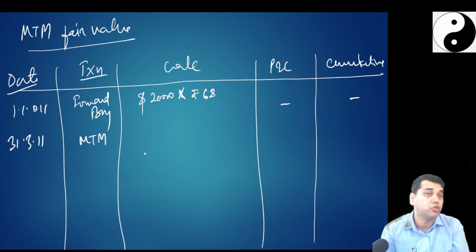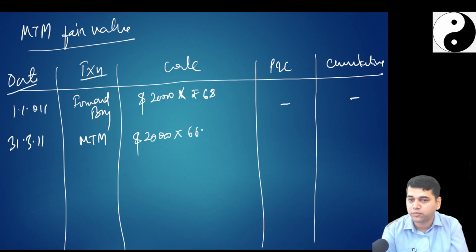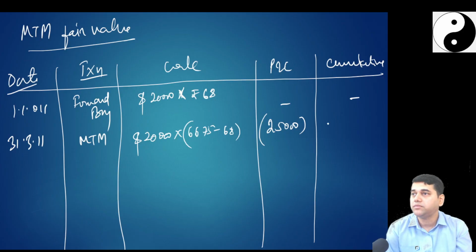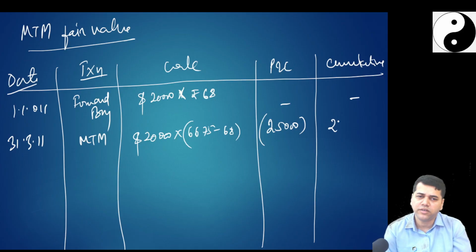So how much loss did you make? Can you tell me? How much loss did you make? 25,000. How did you get it? $20,000 into 66.75 minus 68, 25,000 loss. What is your cumulative loss up to 31st March? 25,000, because previously there were no losses.